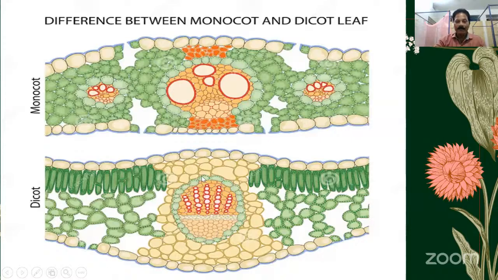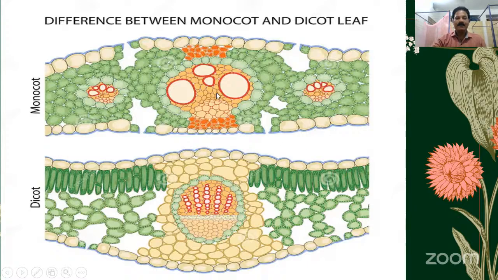Here you can see vascular bundles. Here a single large vascular bundle is present at the midrib region. But here you can see at the midrib region, this is a prominent vein. You can see a large vascular bundle. But in monocot, there is parallel venation. That's why the small vascular bundles are there. These are the veins of parallel, vascular bundles of parallel veins. Parallel veins.